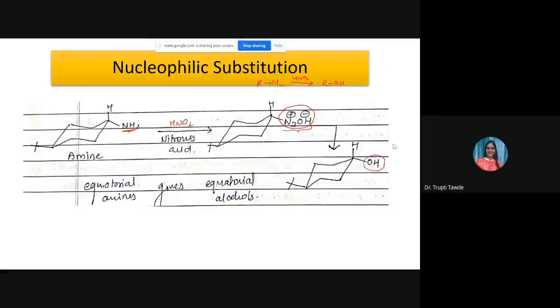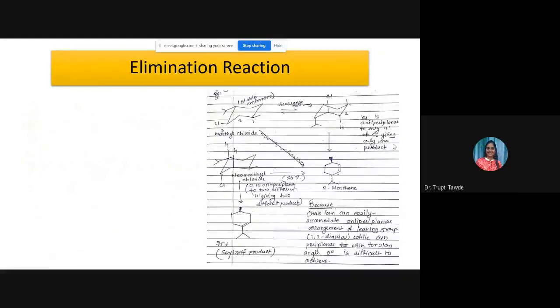Okay. The next type of reaction I'm going to discuss is elimination. But before I start with the example of elimination, let us first discuss what types of elimination we have. First, we have E1 elimination and E2 elimination, just like SN1 and SN2. So what is elimination?